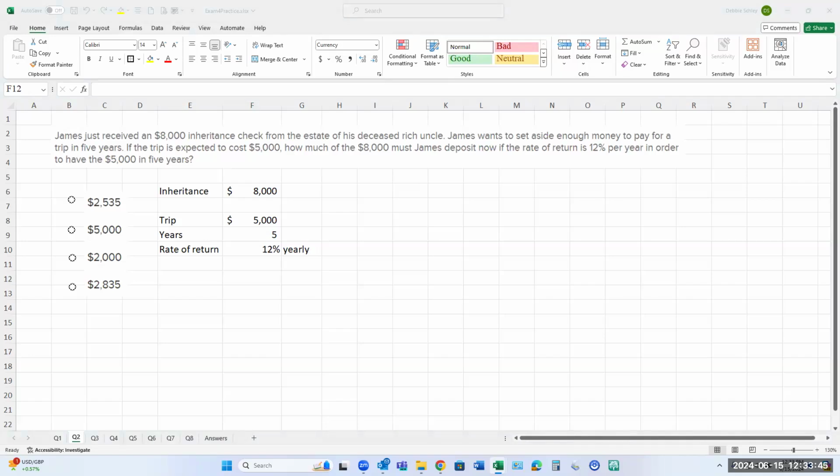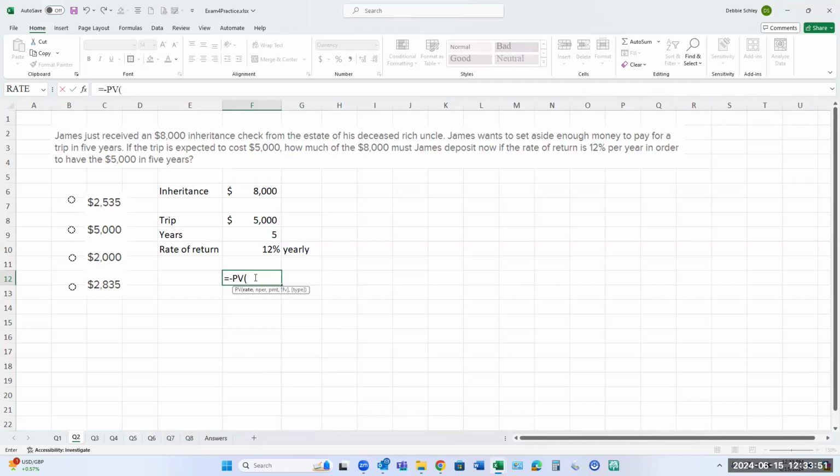Okay, so again, I'm going to go equals negative PV. They want the rate, the periods, 5 years, and the payment. I'm going to leave that blank. So you can either put 0 or just put another comma because we don't have a payment. We want to know a future value of $5,000. So again, if you didn't put the negative in front of the PV, then you would put the negative in front of the future value. Correct answer. So he needs to put in, it's closest to 2,835 for this answer.